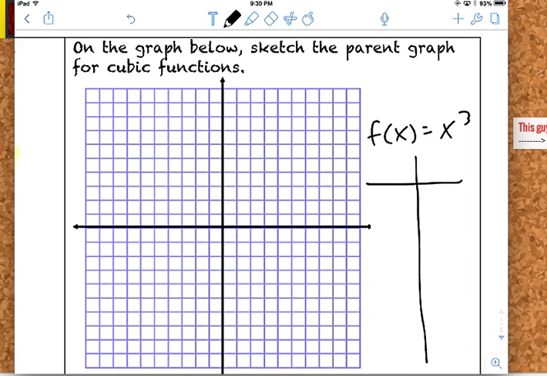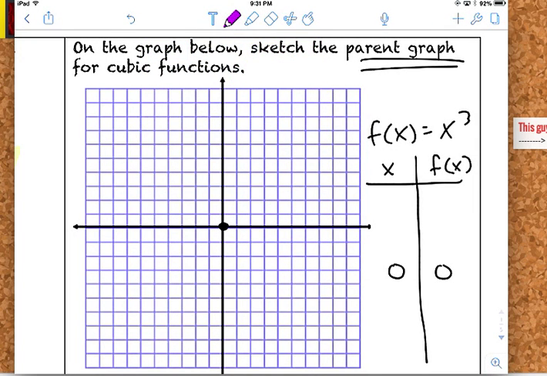So I'm not going to table all the values, but I want to look at some of them. If I'm going to choose some x's, I want to graph some f of x's. So right here in the middle, let's just choose 0. Now if I put 0 in for x, f of 0, that's 0 times itself 3 times, that ends up being 0. So that means we do pass through the origin for, in this case, the parent graph.